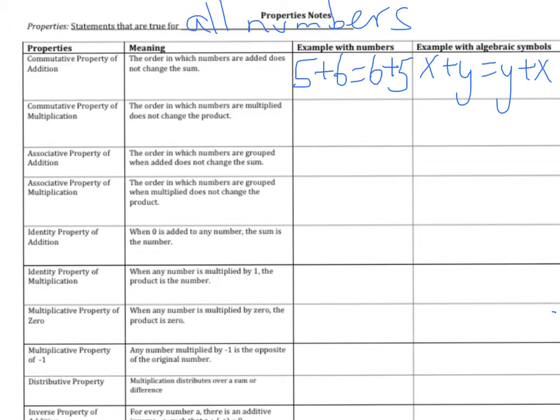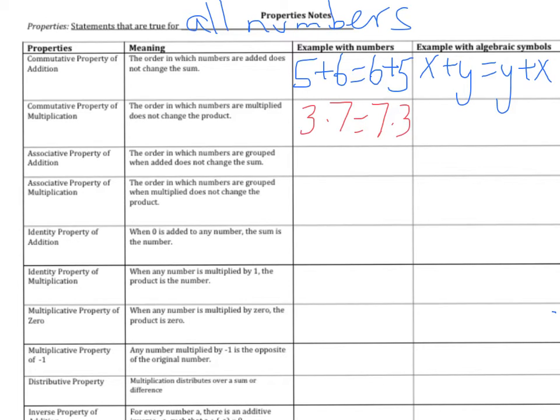All right, commutative property of multiplication. Again, this is the same sort of thing. It means that the order in which numbers are multiplied does not change the product. So, for example, if I multiply 3 times 7, that's going to be the same thing as if I had multiplied 7 times 3. Both are 21 no matter what.